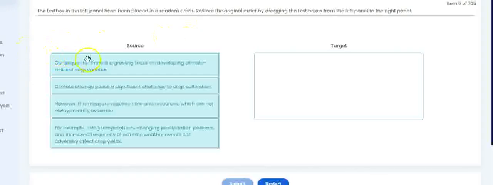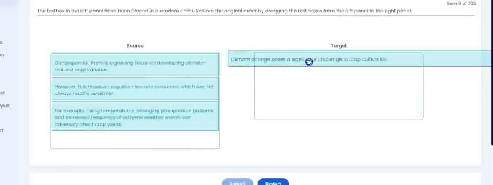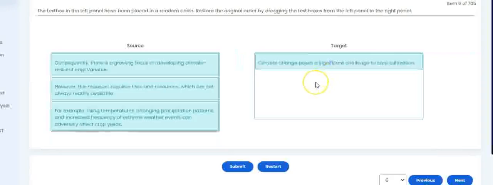So if you read it consequently, something like "as a result" should come at the end. Then "climate change is causing significant change to crop cultivation." However is another connector. For example, rising temperature, changing production pattern. So "climate change causes a significant change to crop cultivation" would be your first sentence, because there is no dependency; it is an independent sentence.